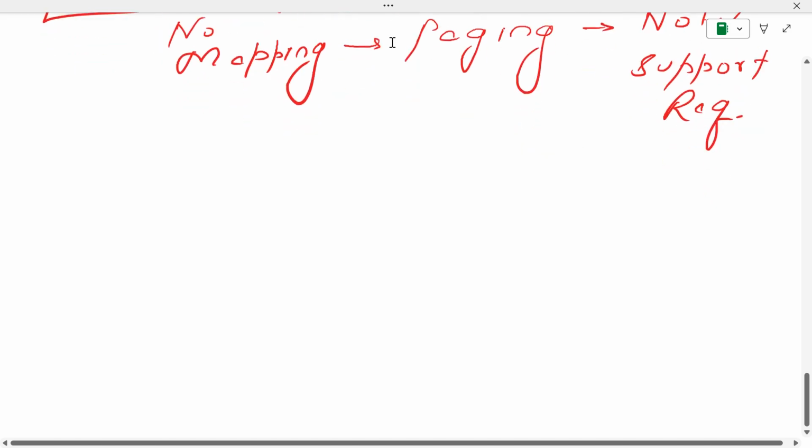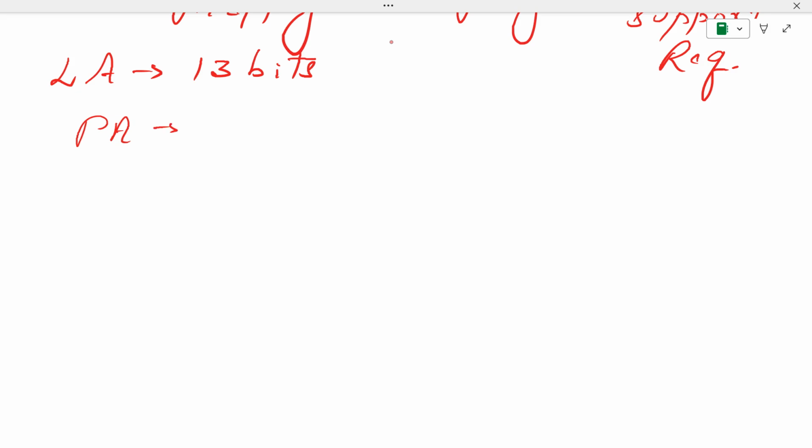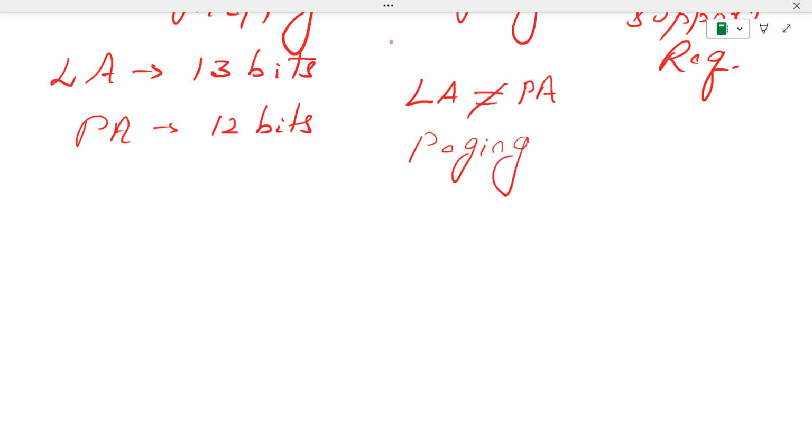But if the logical address and the physical address are different, let's say the CPU generates a logical address of 13 bits and the physical address is of 12 bits, then definitely, as the logical address is not equal to the physical address, there is a need for paging to map this logical address into a physical address, and hence hardware support is required.